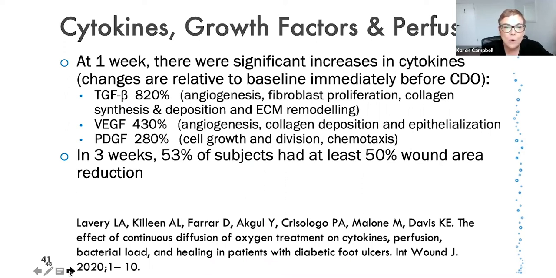So after 1 week of CDO, there were significant increases in cytokines. And these were changes relative to baseline. So the researchers looked at wound fluid before CDO was started and then looked at wound fluid levels 1 week, 2 weeks, and 3 weeks after the baseline study. And you can see TGF-beta has increased at week one by 820%. VEGF has increased by 430%. Platelet-derived growth factor has increased by 280%. And in 3 weeks, 53% of the subjects had at least 50% wound area reduction.